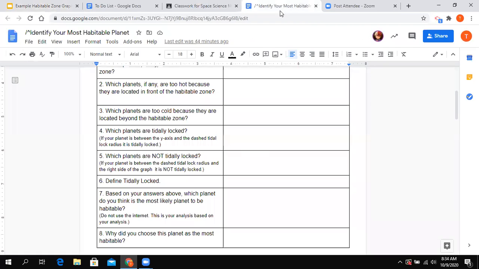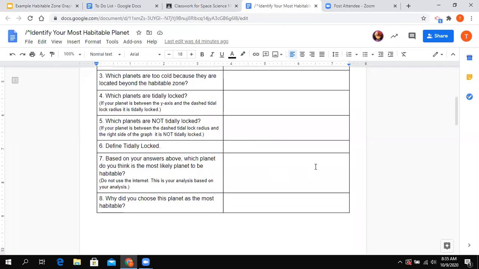So I need to record all that information here too. So which planets are tidally locked? I will type planets B, C, and D. Which planets are not tidally locked? I will type planet E. And then look up the definition of tidally locked. All right, and then you make an analysis. Based on your answers above, which planet do you think is the most likely planet to be habitable? And you choose from your planets.